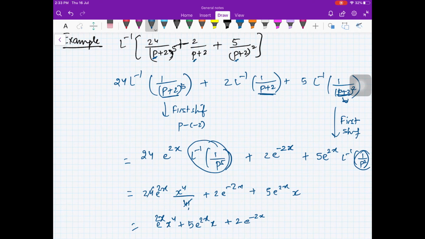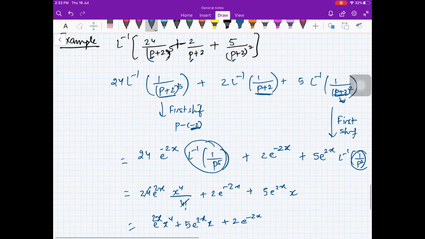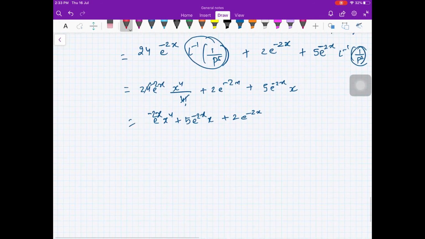Here also you have this minus sign, so this will be minus, and here also you have p minus minus 2, so you have minus 2 here. So minus 2, minus 2, minus 2 everywhere. So this is your final answer. So this is how you solve the problems. So let us look at another example.